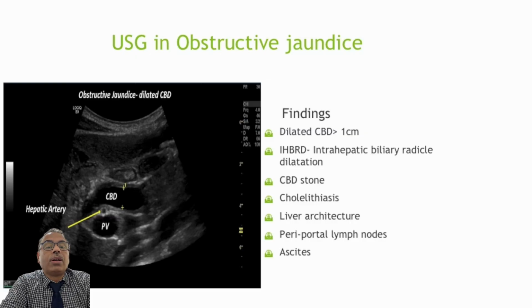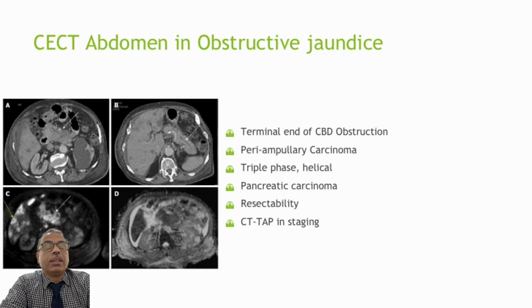Now, this is what ultrasound, which I was talking about, looks like in obstructive jaundice. Here you can see a dilated CBD in the picture, as well as IHBRD, intrahepatic biliary radical dilatation. You can also see a CBD stone on ultrasound. As discussed, we can see liver architecture. Periportal lymph node enlargement can also be picked up on ultrasound, and the presence of ascites can also be seen.